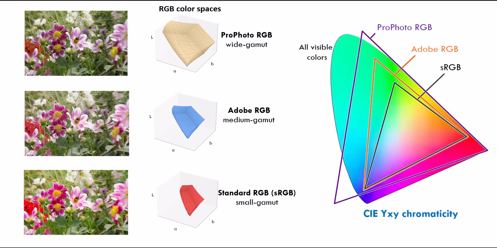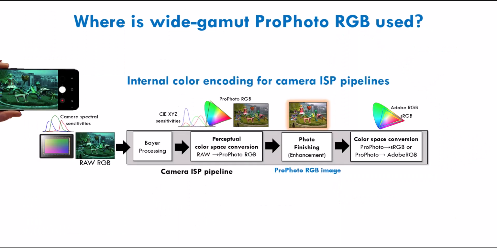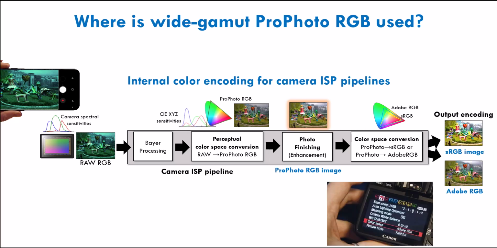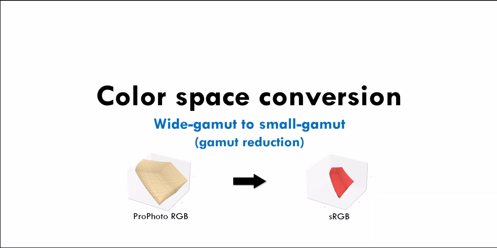While color spaces are 3D in nature, it's common to visualize them projected onto a chromaticity diagram. Where are wide gamut color spaces used? Camera hardware often uses wide gamut color spaces for on-device image manipulation. A color space conversion is applied at the end of the camera pipeline based on user preference. Photo editing software, such as Photoshop, also supports wide gamut color spaces. Color loss occurs during the color space conversion steps.